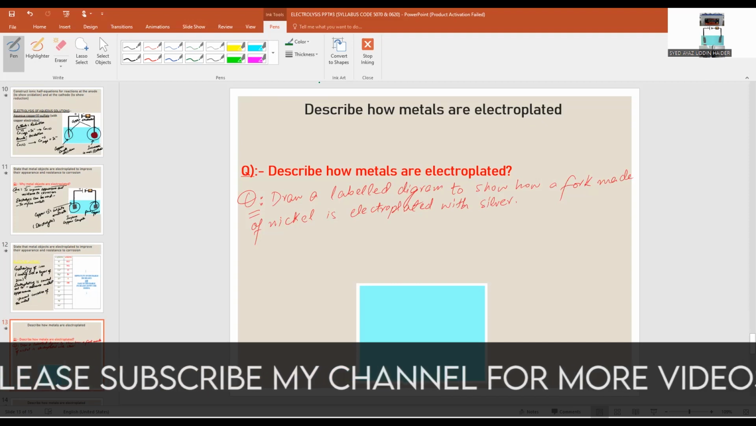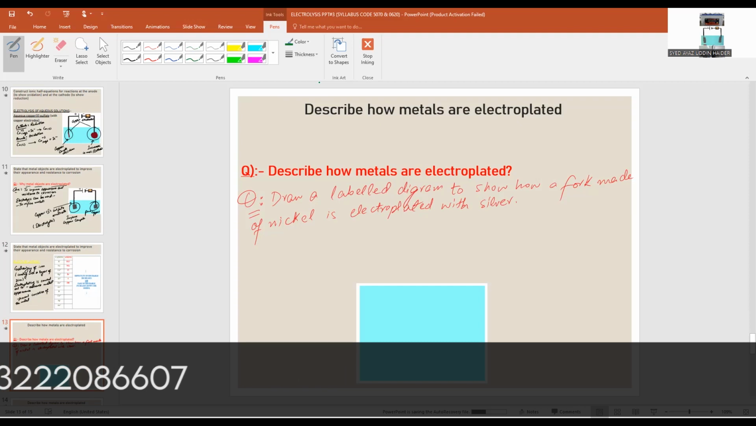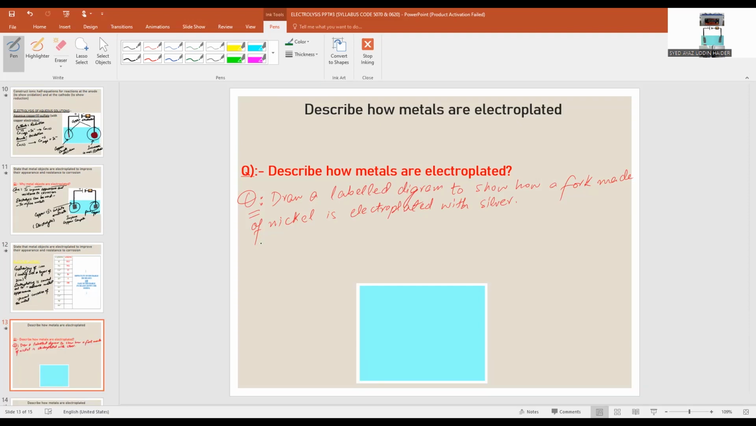You must show in your labeled diagram workable arrangements with two electrodes dipping in liquid, connected to a battery or power supply with two wires and no obvious gaps.